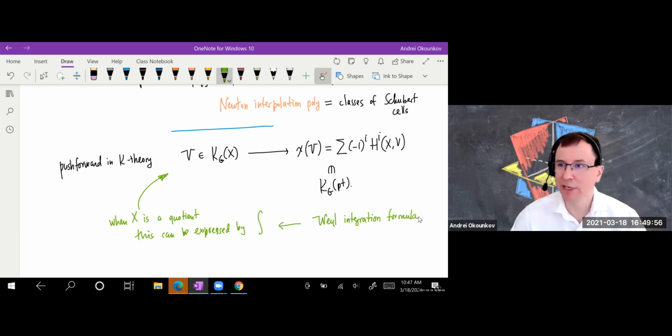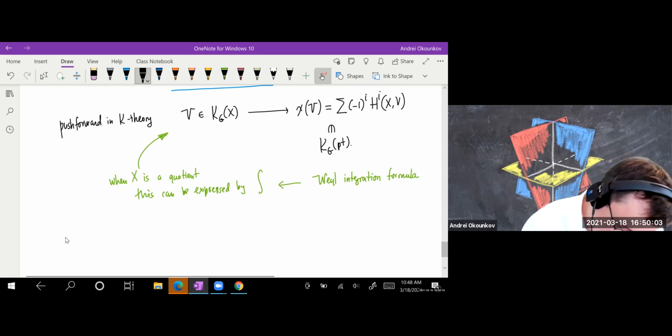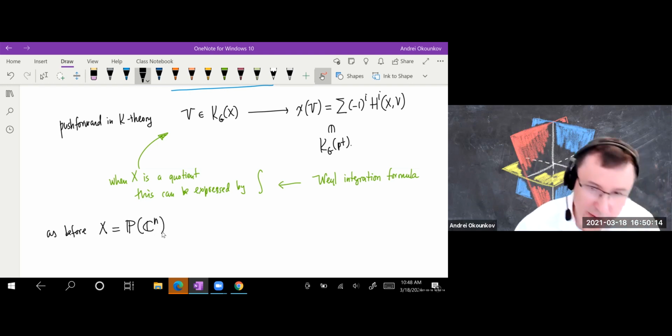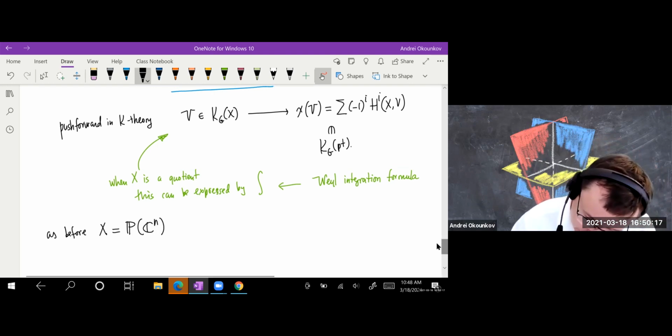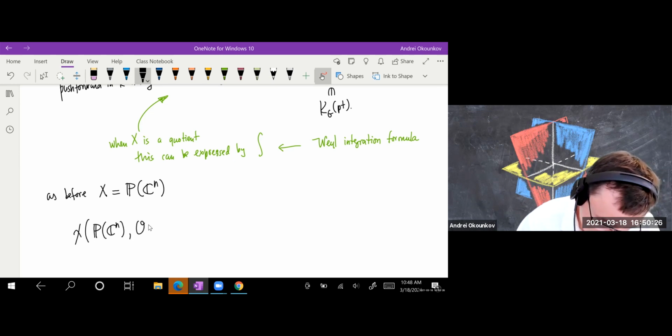So maybe I'll do again the most elementary example. So, for example, take projective space. Let X be the projectivization of the vector space. And then I'd like to compute the Euler characteristic on this space of a line bundle, let's say, O of D.